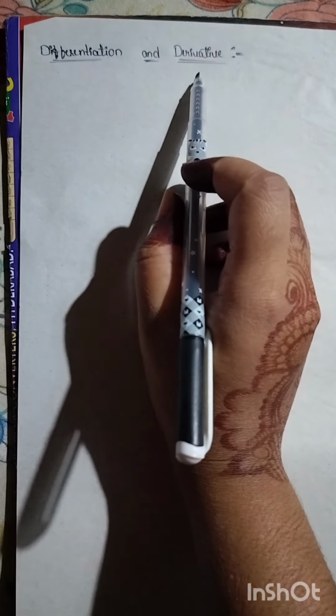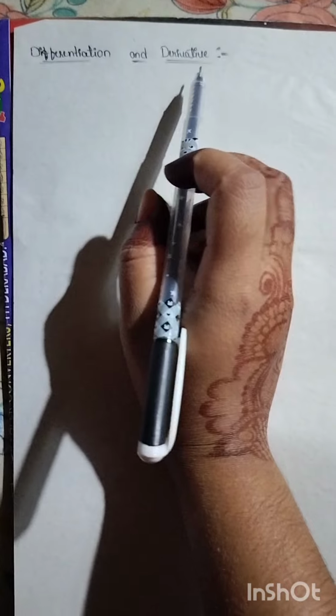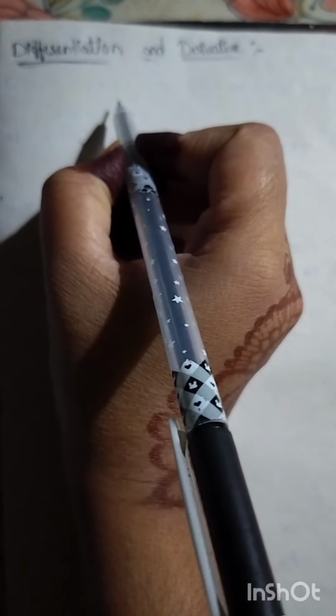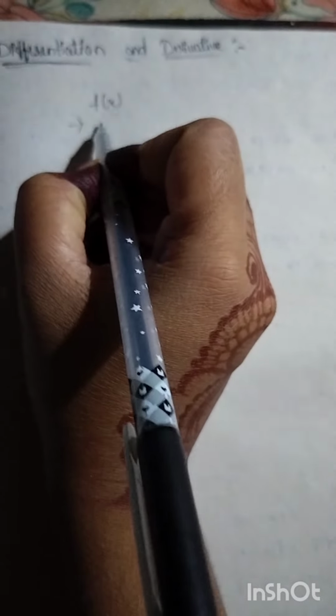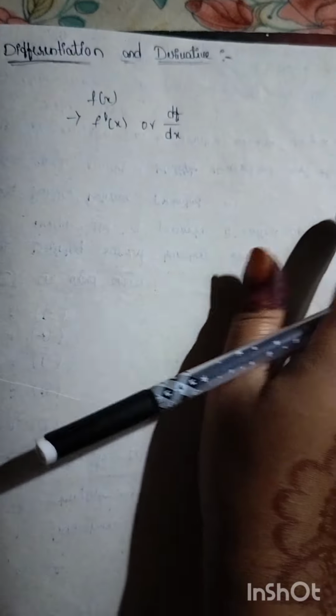Next, what is a derivative? A derivative represents the rate of change of one variable with respect to another. This is called a derivative. Suppose we have a function f of x. How can we derive f dash of x or df by dx? We can differentiate.